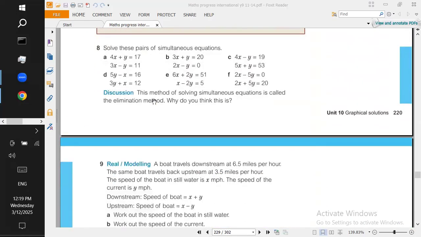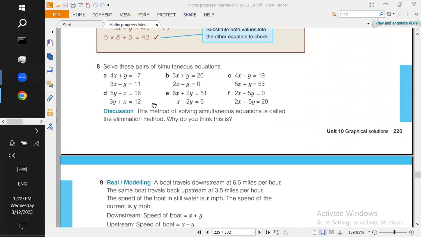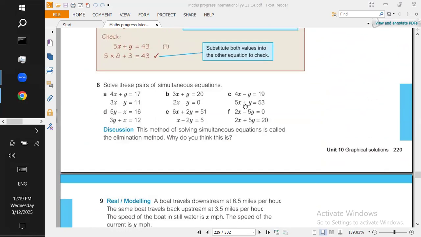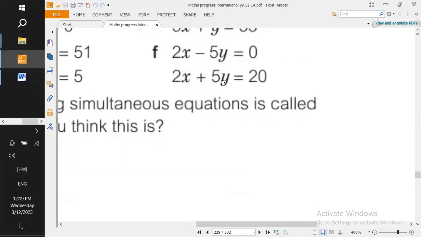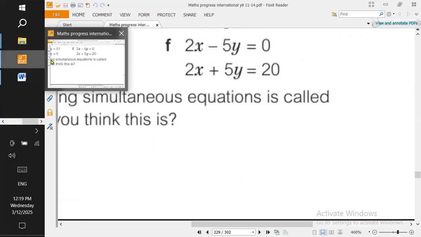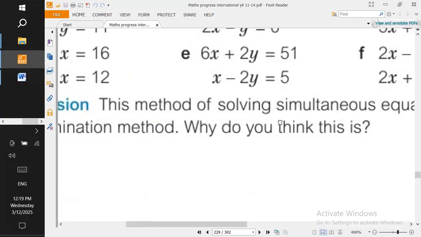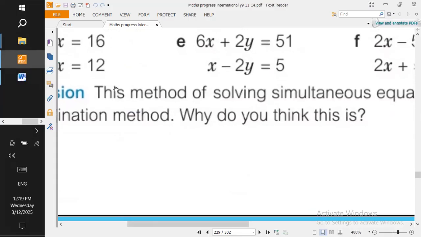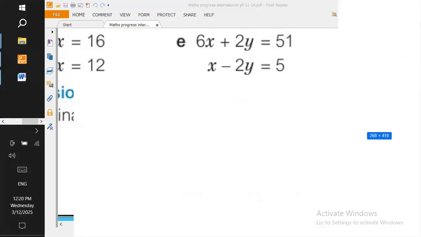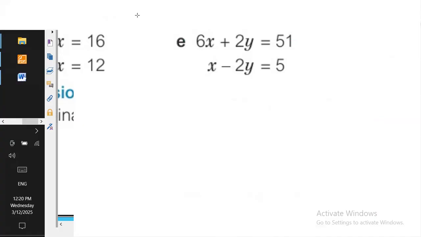Now here we have simultaneous equations using the elimination method. Now let me show you one of the questions we'll solve together. Let's do something that has different numbers. Yes, this E. Let's cover this. Here we have two simultaneous equations that can be solved using the elimination method.